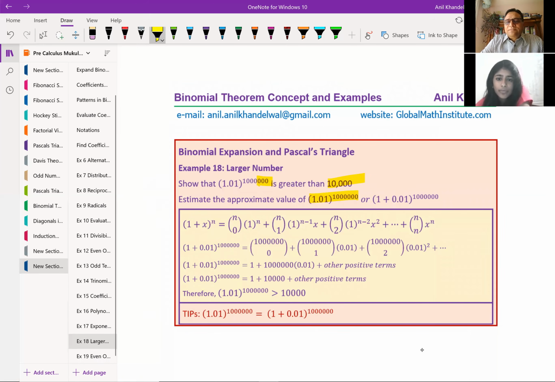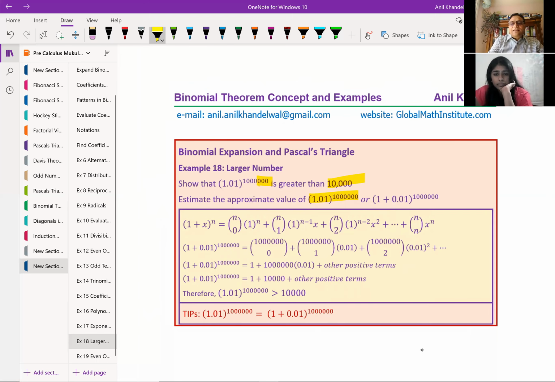I was going to say split it into two. This question could be asked in two different ways. You could estimate the value of this particular expression, or you may prove that this is greater than 10,000.